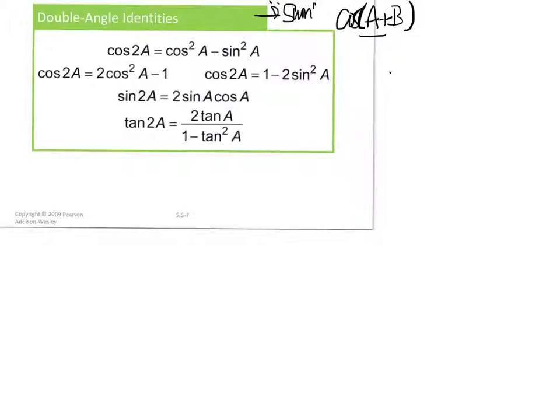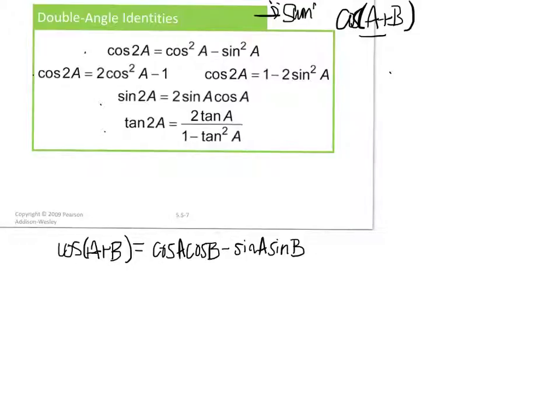If we look at our identity, cosine of A plus B, we get our identity is cosine of A, cosine of B, remember to change the sign, minus sine of A, sine of B.